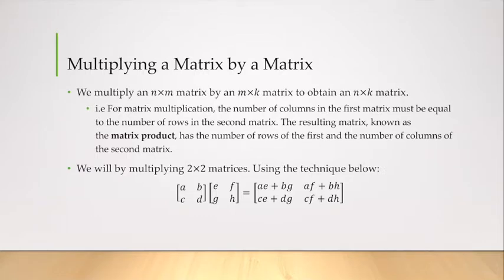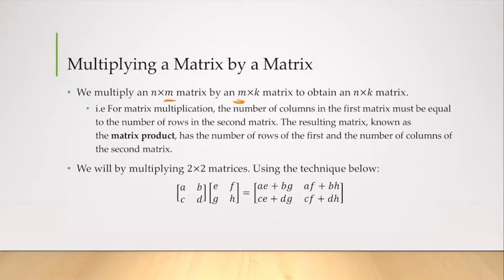Okay, so we're going to do a couple examples of this. But when I am multiplying an n by m matrix by an n by k matrix, I'm going to obtain an n by k matrix, i.e., for matrix multiplication, the number of columns in the first matrix must be equal to the number of rows in the second matrix, okay?